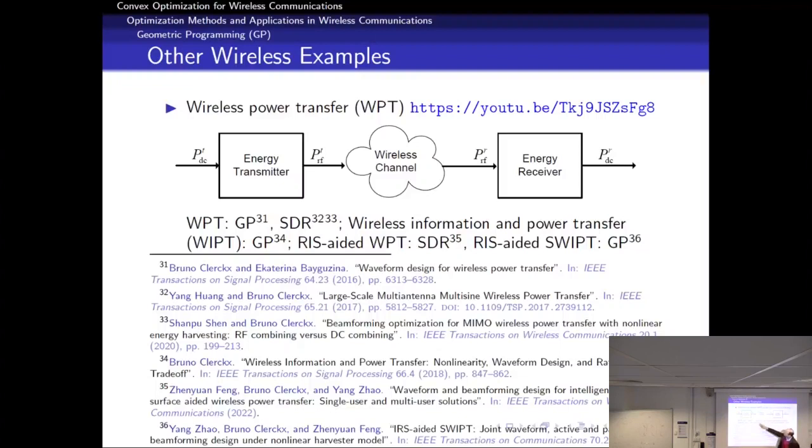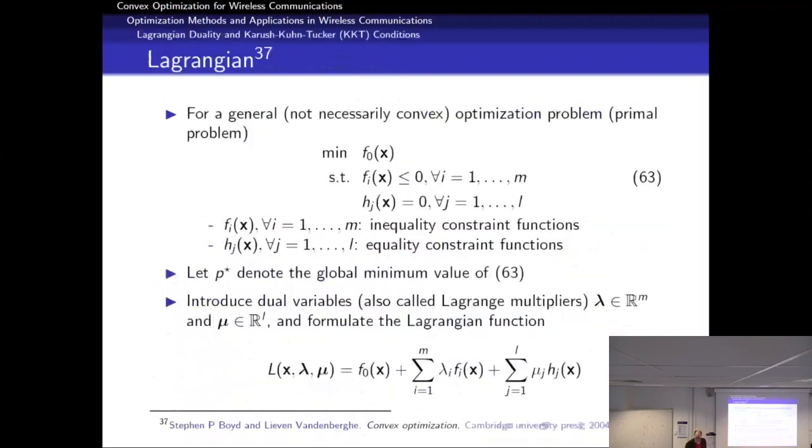And so then you have to design the waveform and the transmitter together with those coefficients of the intelligent surface in order to maximize the amount of energy that you deliver or maximize the communication performance, right? So this is some of the work that Yang did also recently. Right, so those are examples where we really use GP and SDR quite extensively to design these kinds of systems. Okay, so with this, we have covered, I think, the most common form of convex program.